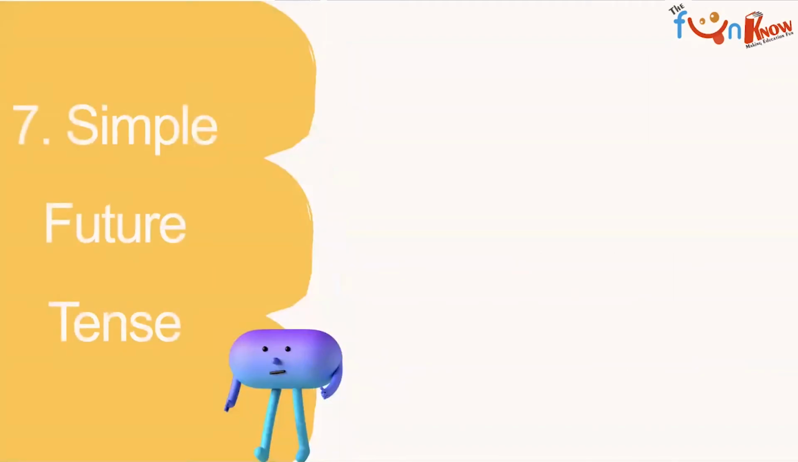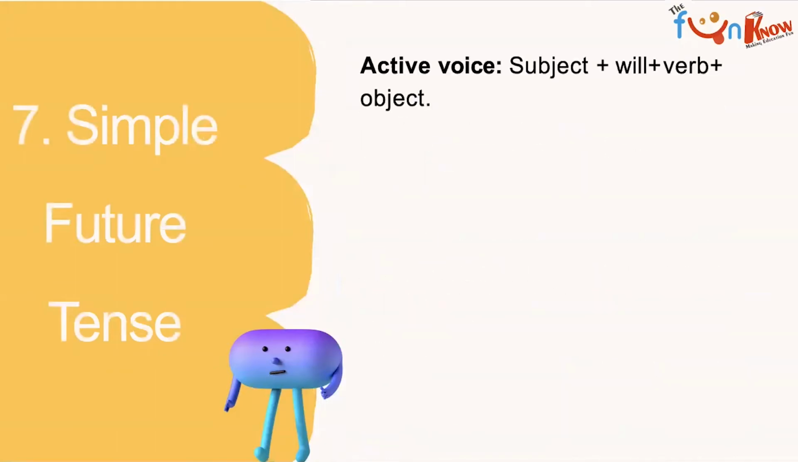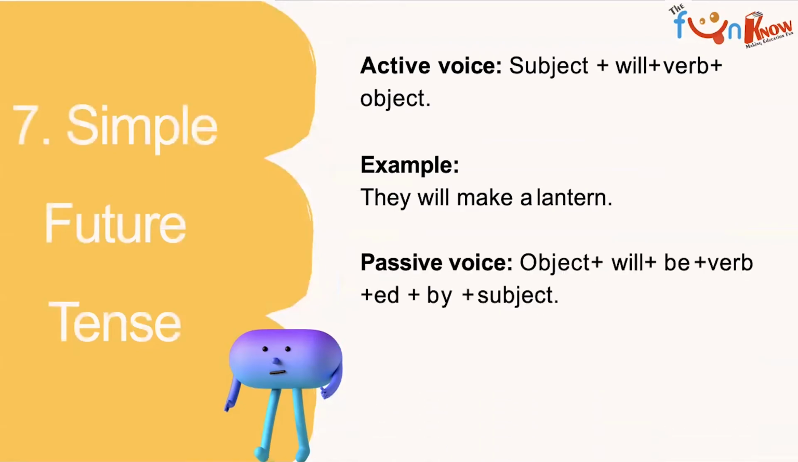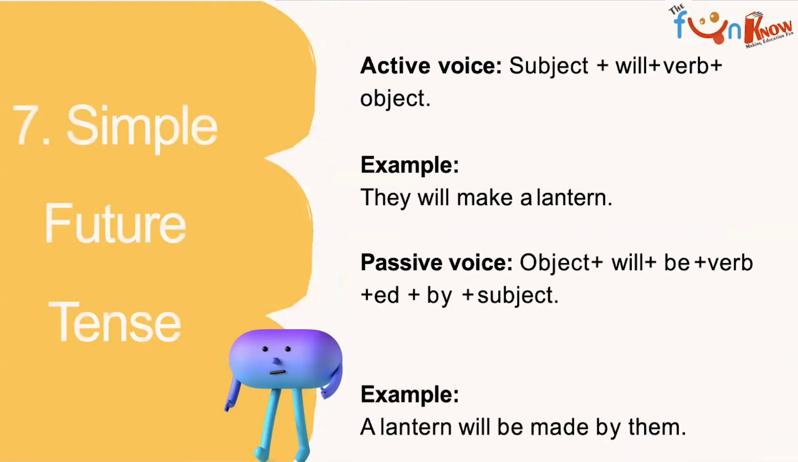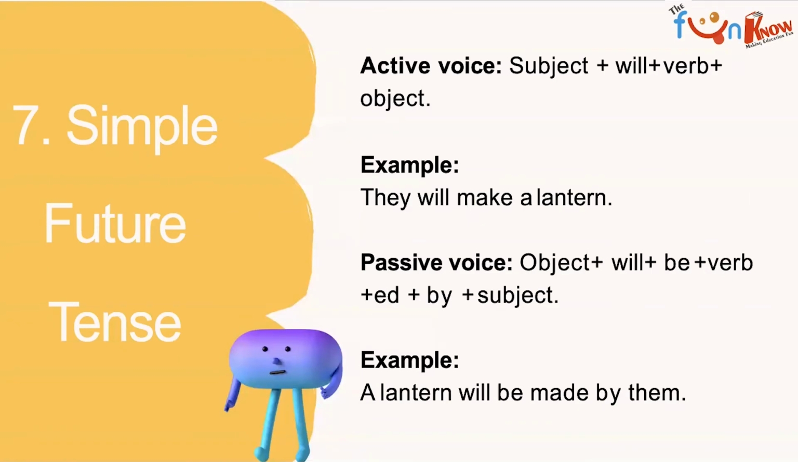The next type of tense is simple future tense. Now, in active voice, we construct the sentence with subject plus will plus verb plus the object. Example, they will make a lantern. And passive voice sentence is constructed with object will be plus the verb plus ed plus by plus subject. So they will make a lantern becomes a lantern will be made by them in passive voice.